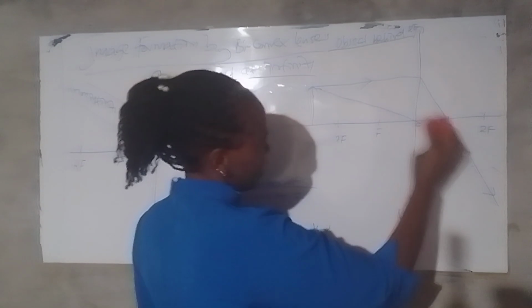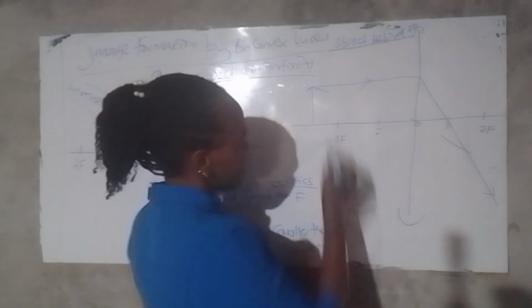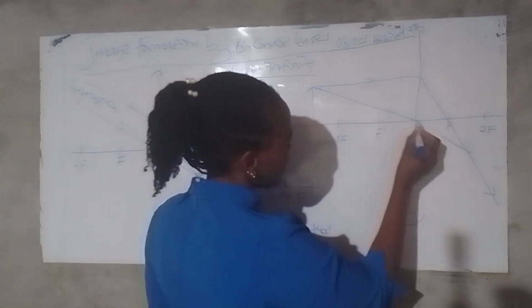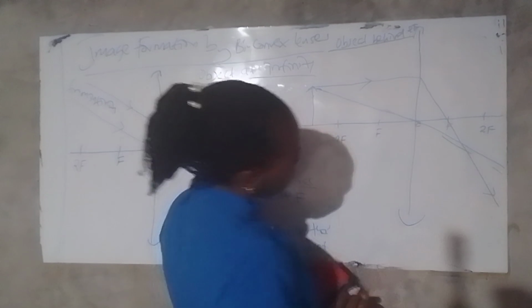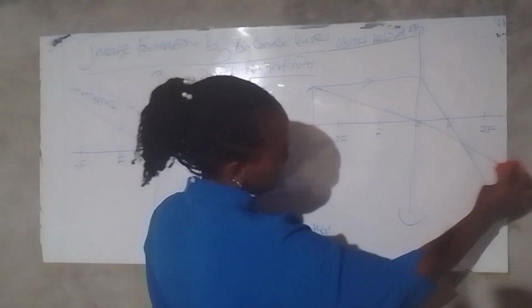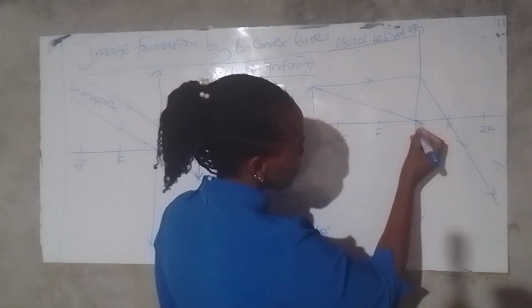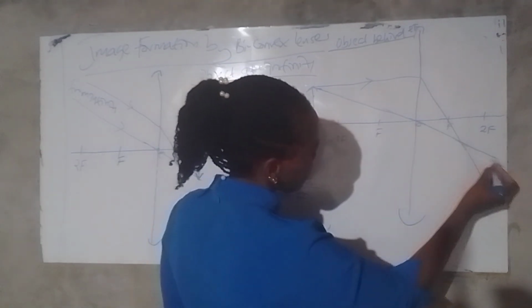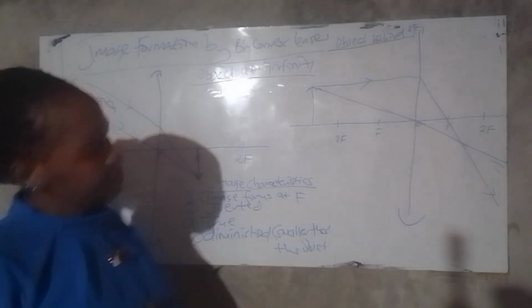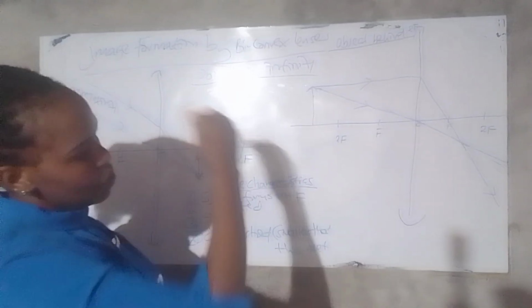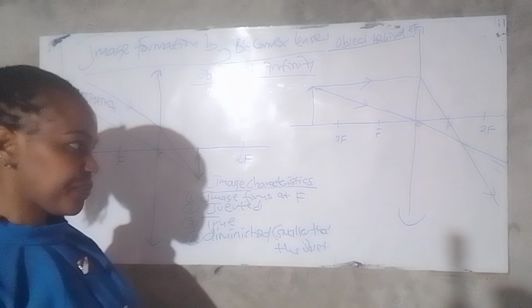The line looks so curved. Trying to draw a straight line, but not very easy. Hope that is a bit straight. Now, the ray that's coming from the object to pass through the optical center, that ray passes undeviated.